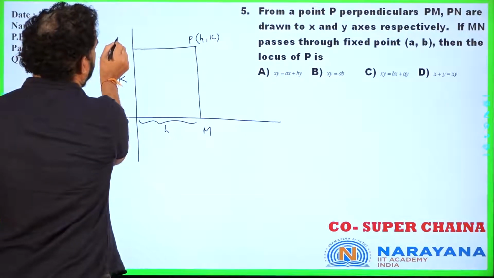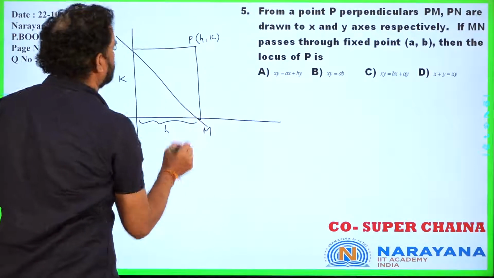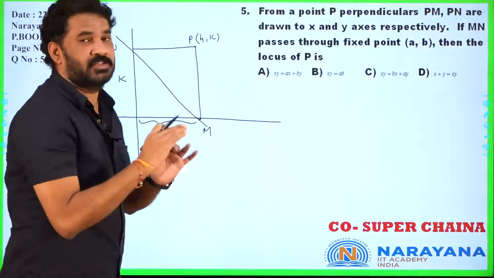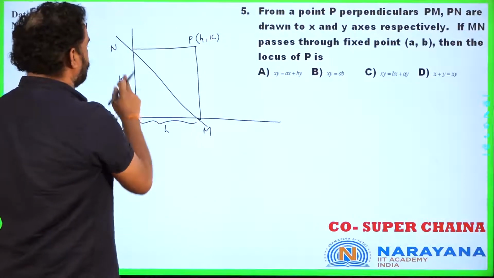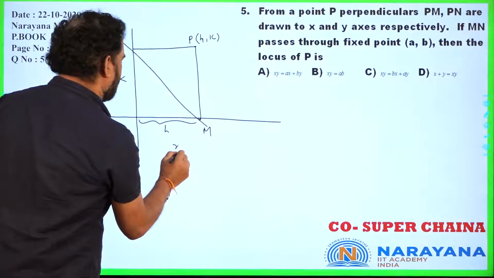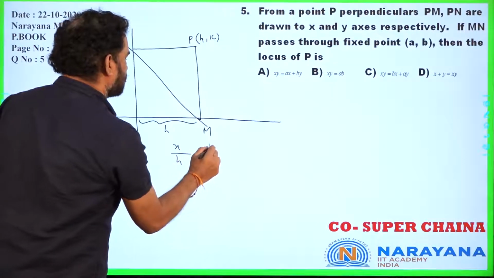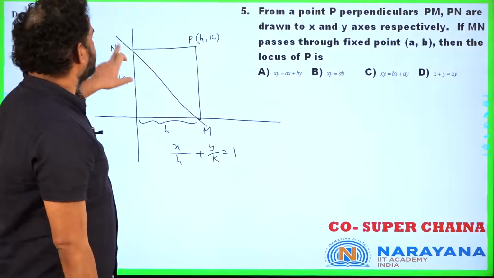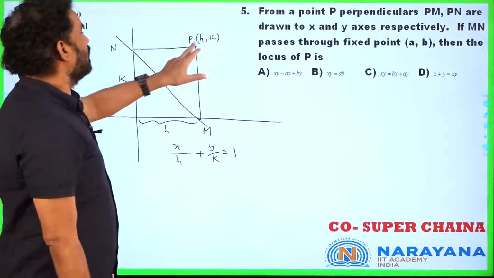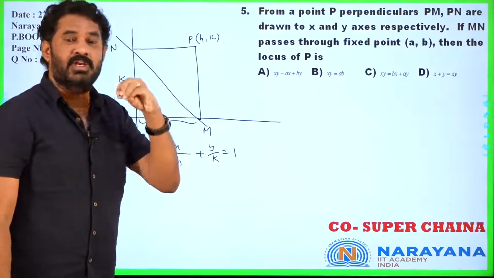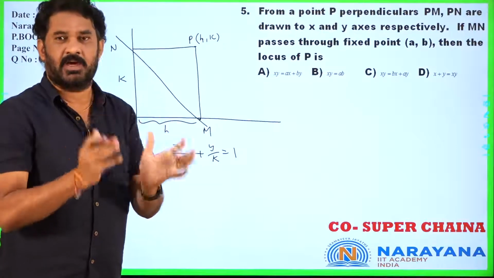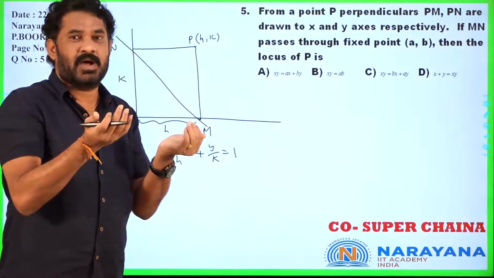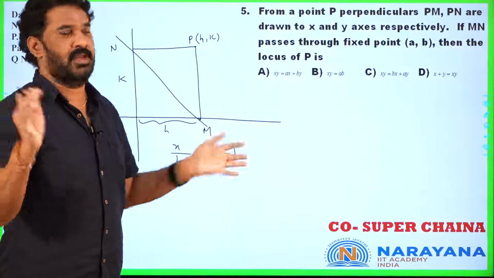So a line passing through MN, this is the line. The equation of the line passing through the points M and N, with x-intercept h and y-intercept k, is x by h plus y by k equals 1. That is the line passing through the points M and N. We have to find the locus of h comma k. Finally, we need to get the equation in terms of h comma k. After that, to get the locus, replace h comma k with x comma y. That is the variable point.